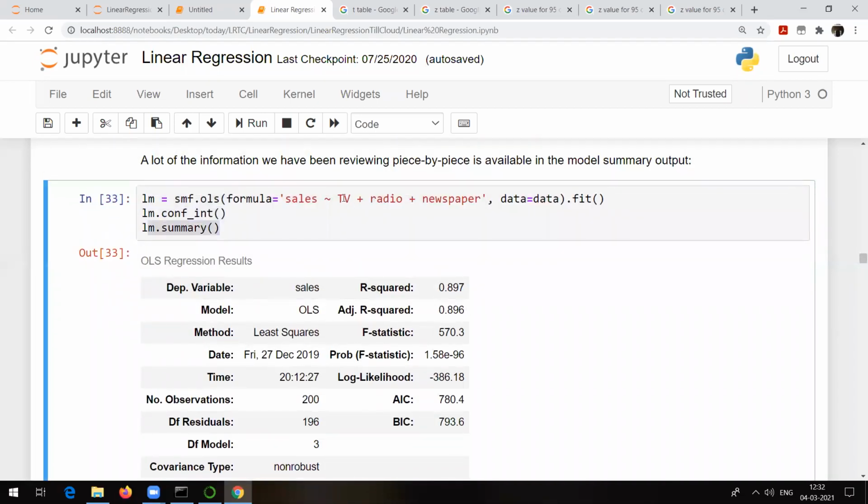Now if you use TV, radio and newspaper as three input columns, three features, three independent variables, and sales is the output, it is saying that the R squared value is 0.89. That means 89% of the data your model is able to explain. Adjusted R squared is again the same. As there is not that much difference between them, it is not overfitted.